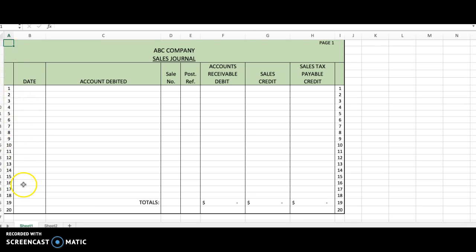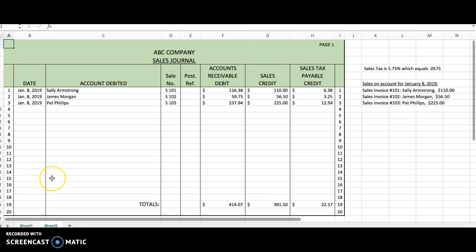Let's take a look at an example, or a couple examples. We have three transactions here on January the 8th. As you see, all three are January the 8th, and this company may have a lot of sales during the day, and you can see even a small company may have a number of sales during the day, and we'll follow this through. First of all, let's take a look on the right.